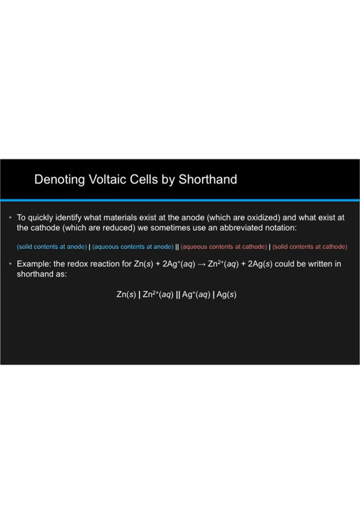This shorthand notation helps us quickly identify what materials exist at the anode, where oxidation occurs, and which materials exist at the cathode, where reduction occurs. We list the solid contents of the anode separated by a single vertical line from other phases at that anode. And we distinguish one electrode from another using double vertical lines. This shorthand shows exactly the same reaction that we saw on the previous slide, written out in full form.